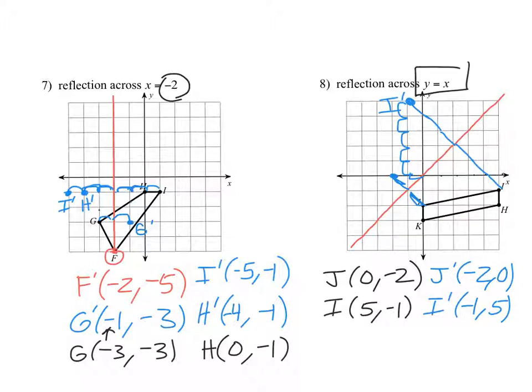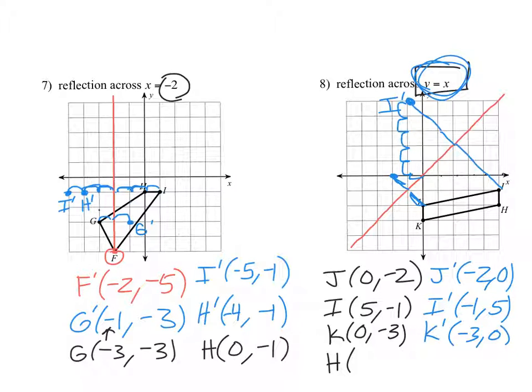So if you know where the original point was, K was at what? Originally 0, -3. So where's K apostrophe going to be? You switch the x and y, so it's now at -3, 0. Why? Because that's what it's telling you, y equals x. One more point. Where's H? H was at 5, -2. So where's H apostrophe going to be? Switch your y and x. -2, +5. So those are reflections.